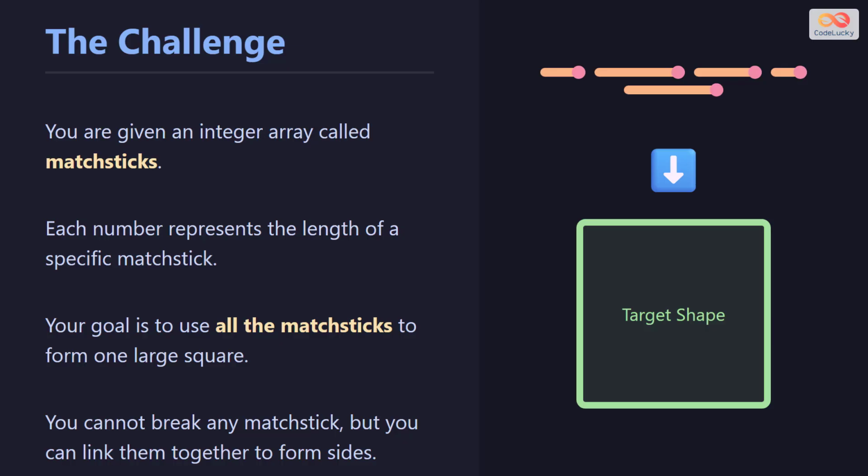Here is the problem statement. You are given an array of integers, where each integer represents the length of a single matchstick. Your task is to determine if you can use every single matchstick to form one large square. You cannot break the sticks, but you can join them together.